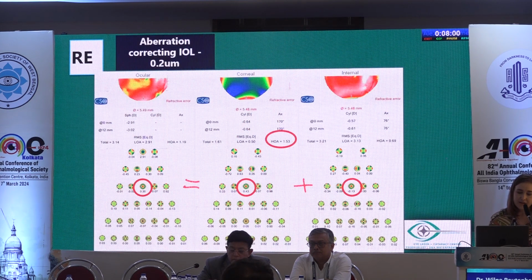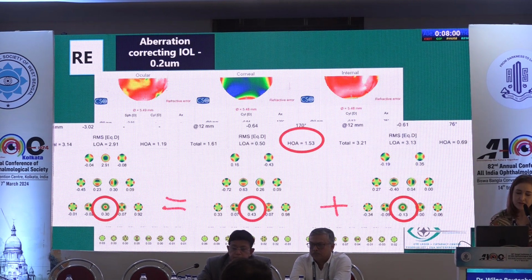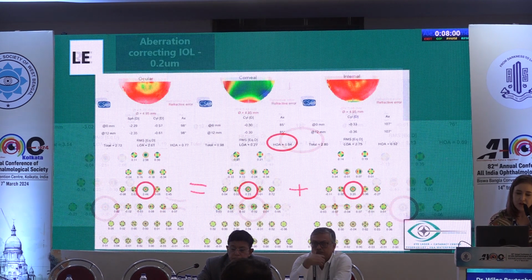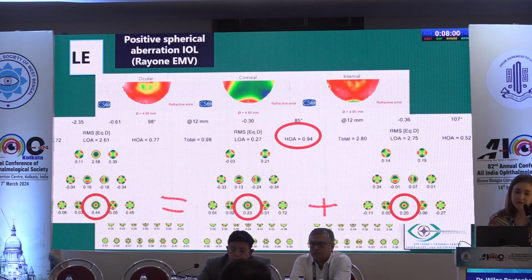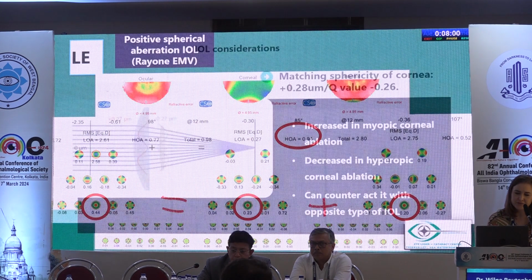So on the right eye, I've inserted an aberration correcting intraocular lens of 0.2, and this helped to decrease the amount of spherical aberration on the right eye for good distance vision. On the left eye, she didn't have that much amount of spherical aberration on the cornea, so I implanted a Rayner RayOne EMV that actually increased the positive spherical aberration, but that gave her a good near vision.